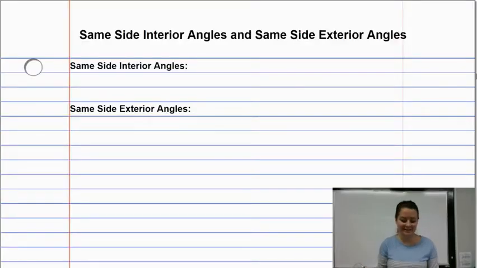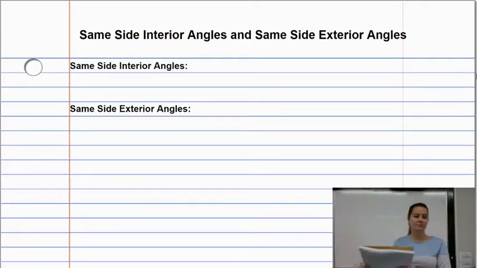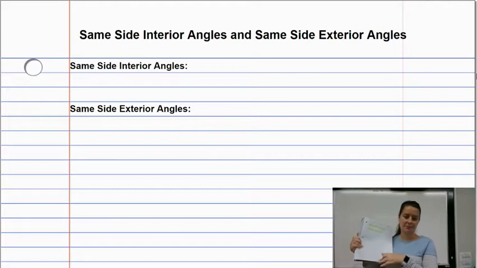Let's talk about our heading. Same side interior angles and same side exterior angles is going to be your heading. And then I want you guys to add your two vocabulary words, highlight them, do whatever you want, leave space to write your definitions, and then we will write notes down below.